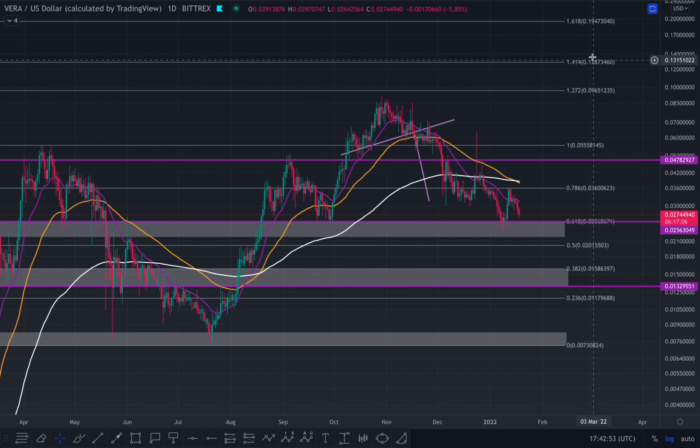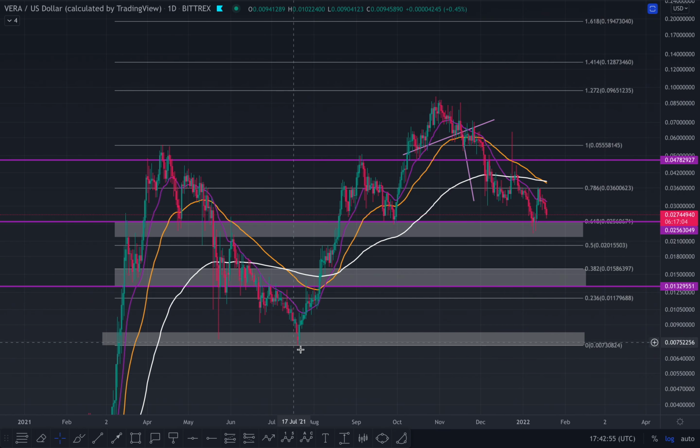You can lose this and still go to the 1.618. It's just you don't want to lose this lowest point, your July low. As long as you're above your July low, we should continue to that 1.618, 20 cent basically. That's what I'm looking at for Verasity.